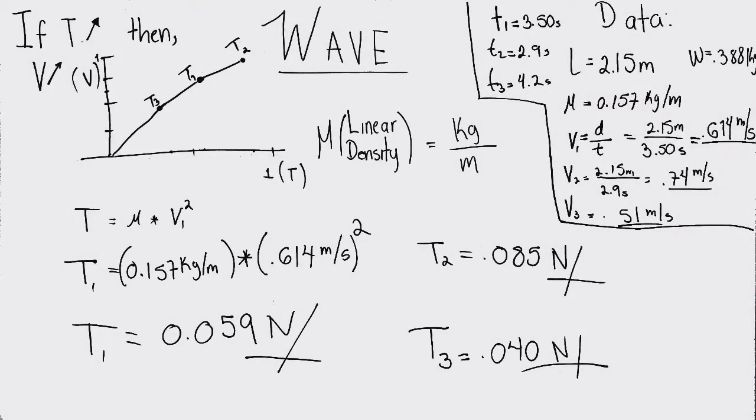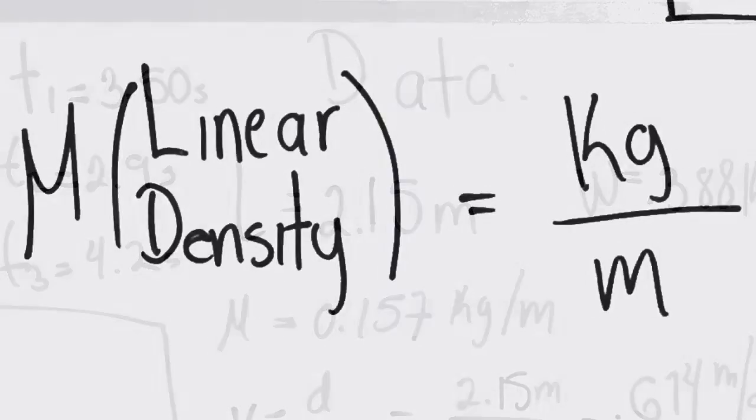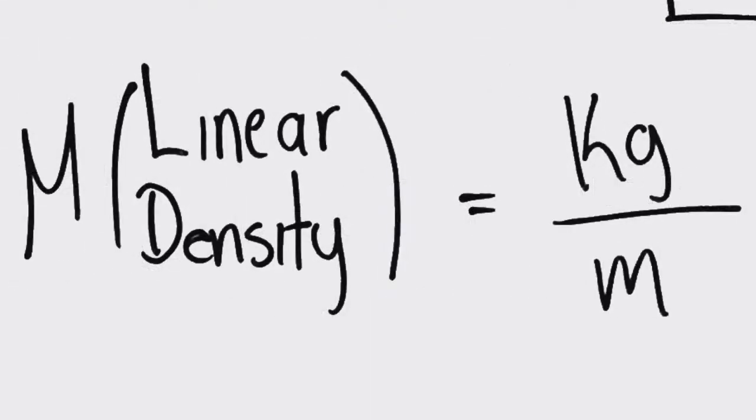Now that we have our wave machine, we can start with the theory. But first, let's start with the data we know. The data we have for sure are the length, the weight, and the different times applying different tensions. Also, we determine the linear density by dividing the weight by the length.